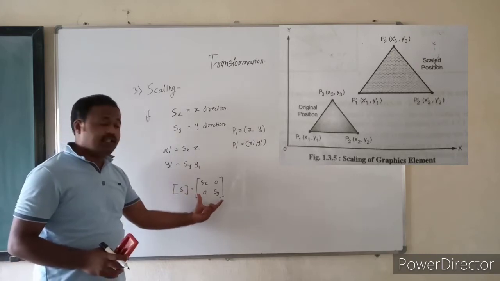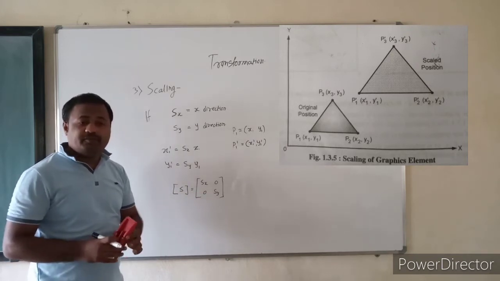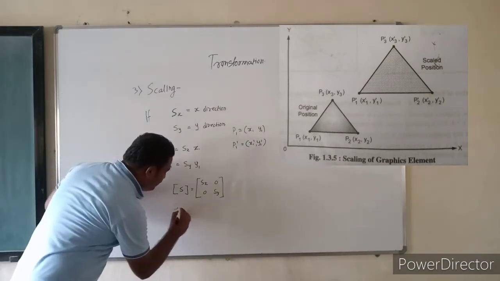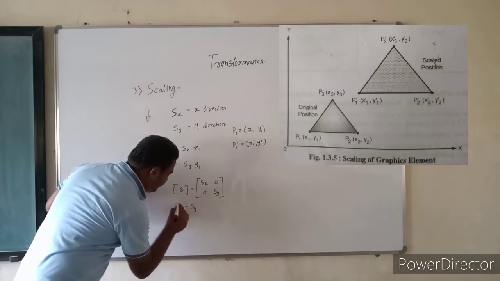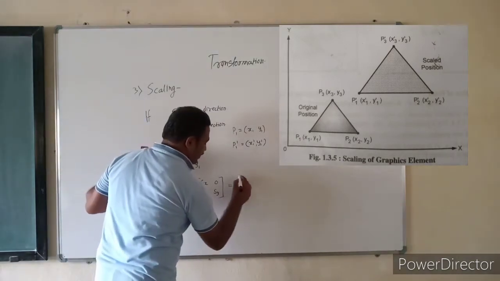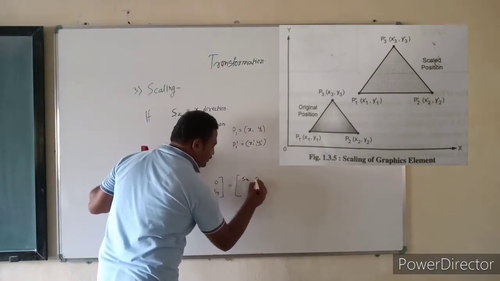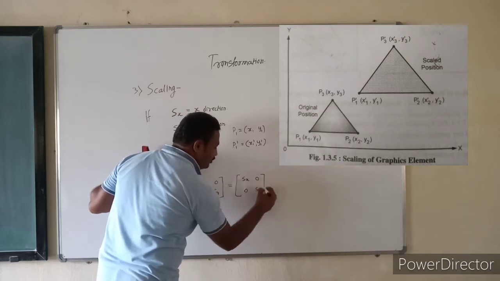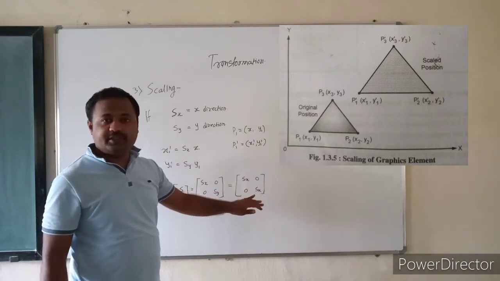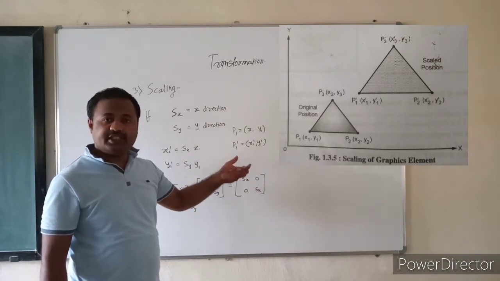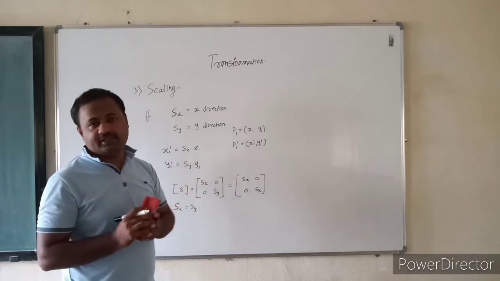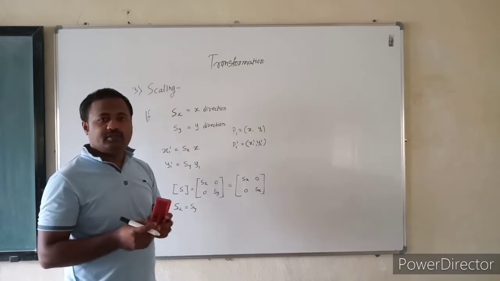It's a scaling matrix. If the scaling matrix is uniform, uniform means Sx is equal to Sy, scaling in both directions is the same. Then it becomes Sx 0 0 Sx, because Sx is equal to Sy. It's a uniform scaling. Uniform means same in both directions. Okay, go for next.